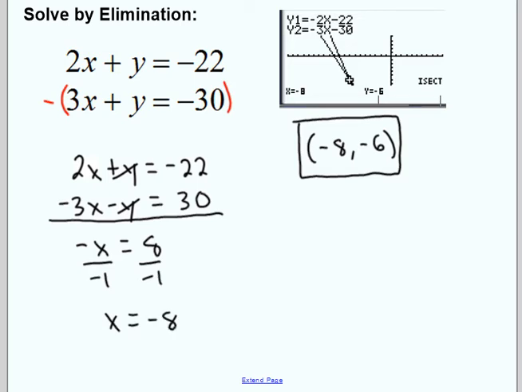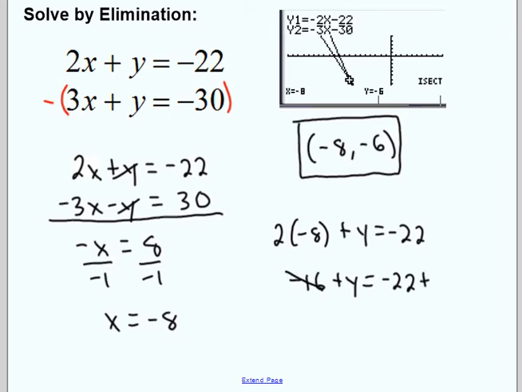Now, once we find our negative x, or our x, all we have to do is plug it into one of the two original equations. Maybe I'll plug it in the top one. I'll put -8 in for x. So I get 2 times -8 plus y is going to equal -22. So 2 times -8 is -16, plus y is -22. If I take the -16 over here, it becomes +16. And -22 plus 16 is -6.